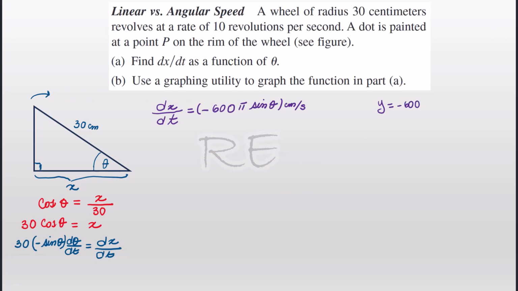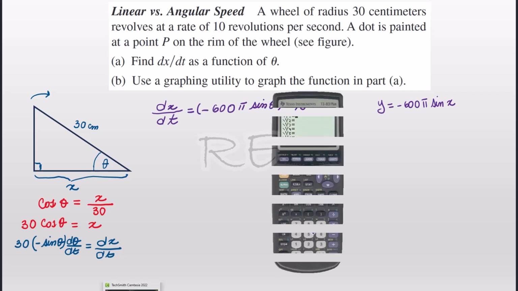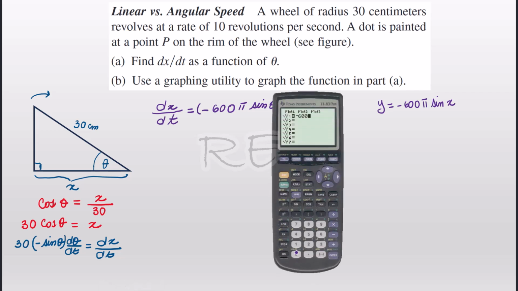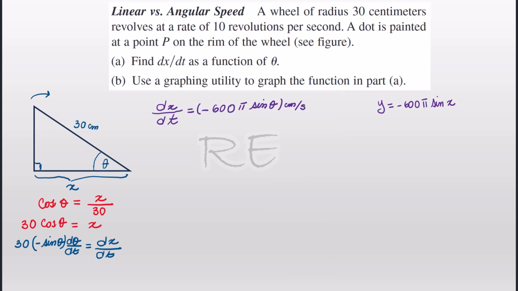Now for B, we need to graph that function, using a graphing utility. So instead of theta, we're going to write y equals negative 600 pi sine x. Now when we press graph, we have a bunch of vertical lines and we can't see the function. So now what we need to do is adjust the viewing windows according to the scales that are appropriate to the function.